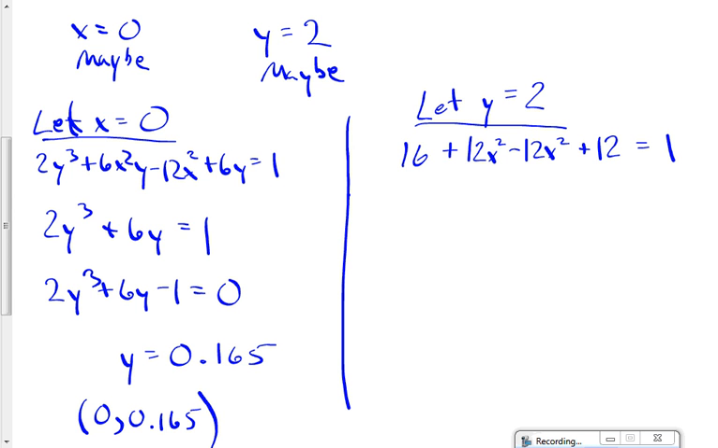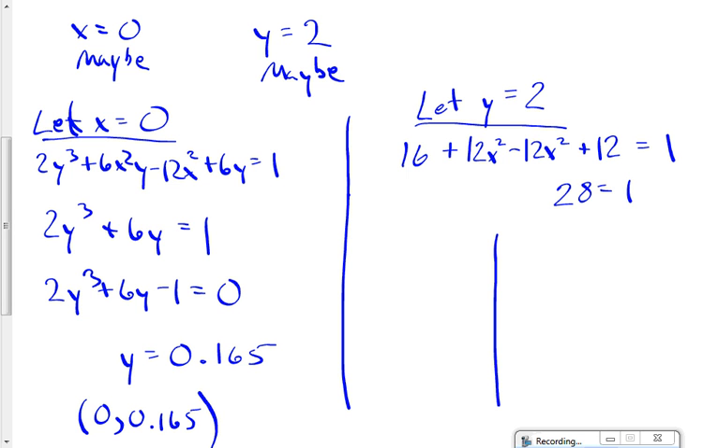Good? What should we do? Oh, that's weird. What happens? 28 equals 1. It certainly does not. So what do we know? This is what's weird about implicit functions. When solving with the derivative, you may get values that don't actually work in the original equation. So really, since there is no function, this is kind of like one of those undefined things. If y equals 2, this equation doesn't even exist.